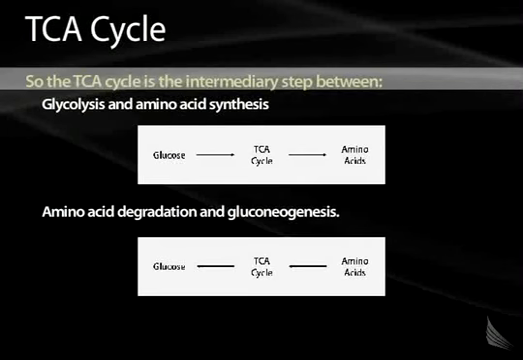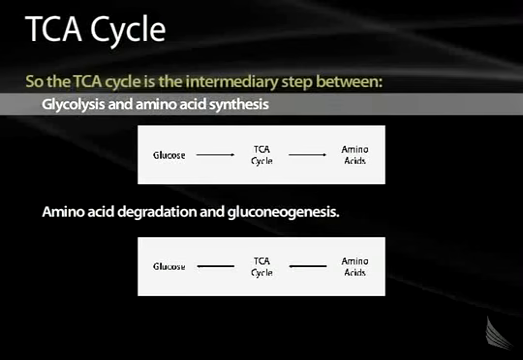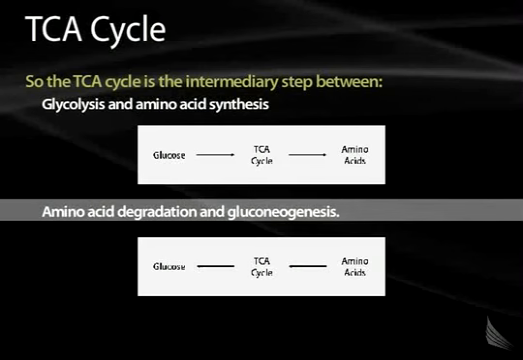And so the TCA cycle can sort of be an intermediary step between glycolysis and amino acid synthesis, for example, because glucose is broken down to pyruvate and then to acetyl-CoA, which enters the TCA cycle, and then some of the TCA cycle intermediates can be used to create amino acids. It also serves as an intermediary step between amino acid degradation and gluconeogenesis. So in the fasted state, we may break down proteins to form amino acids, which can enter the TCA cycle. This produces intermediates of gluconeogenesis, which can then form glucose. And so the TCA cycle then serves as a go-between between glucose and amino acid metabolism.